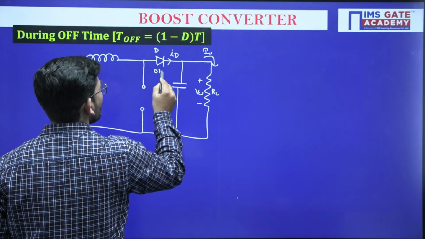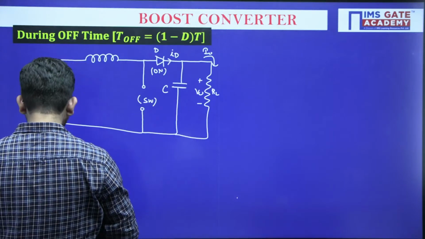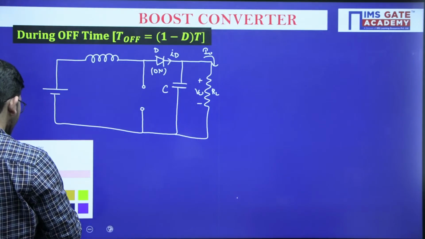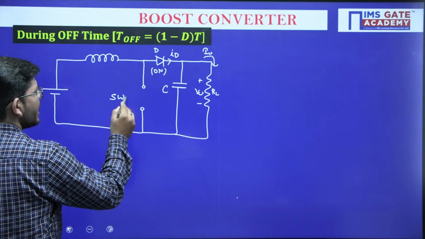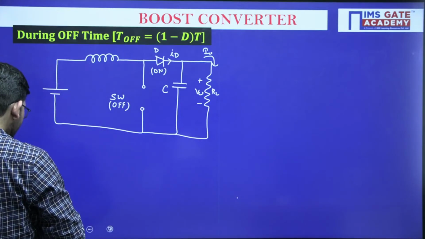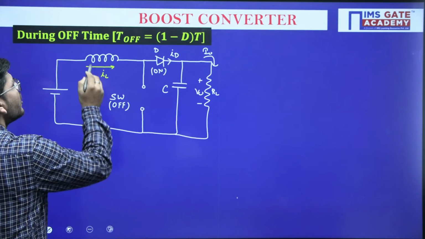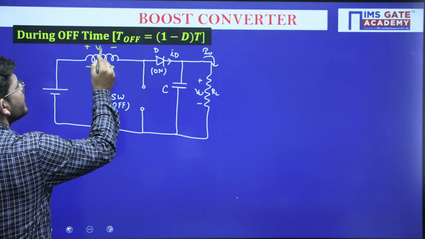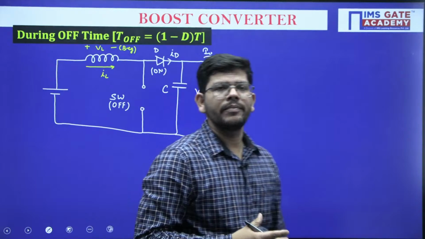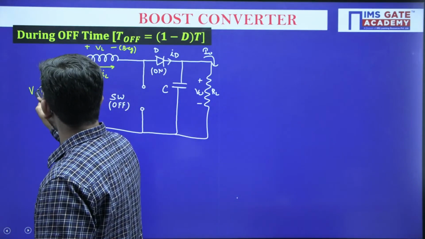Now the diode will be on. Why is this on? See, we are turning off the switch. When the switch is turned off, what will happen? If you see here, the inductor current is already flowing in this particular direction, yes or no? This is the inductor polarity during the beginning, in the on time. If the switch is turned off, then the inductor current should have become 0, isn't it?